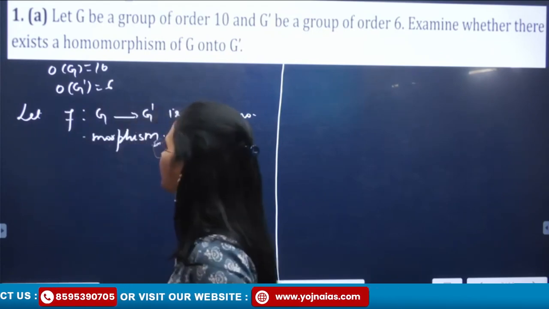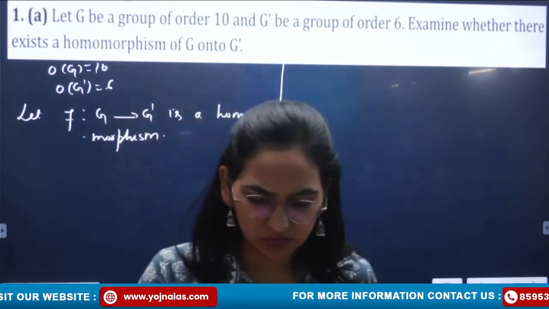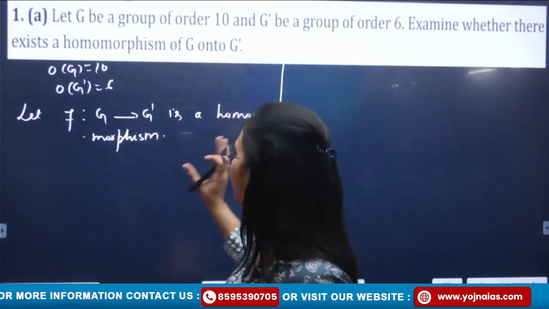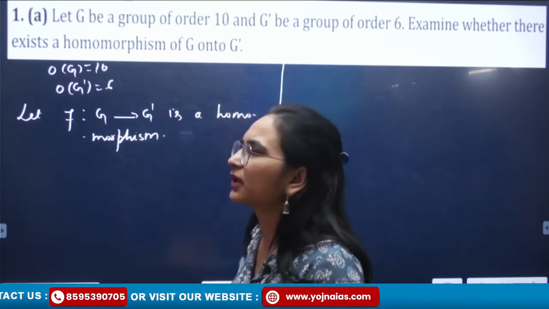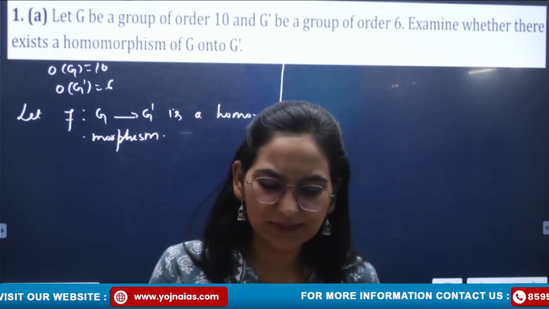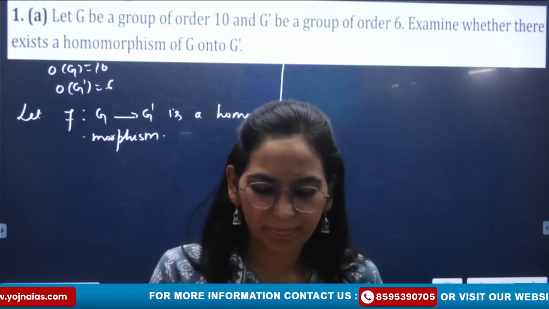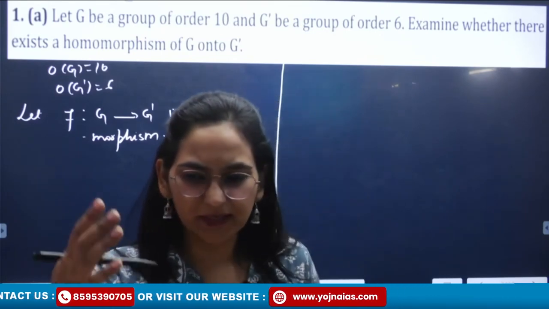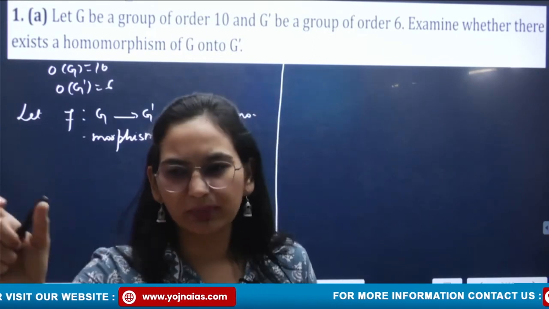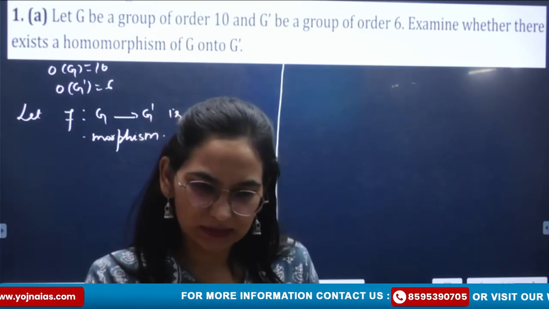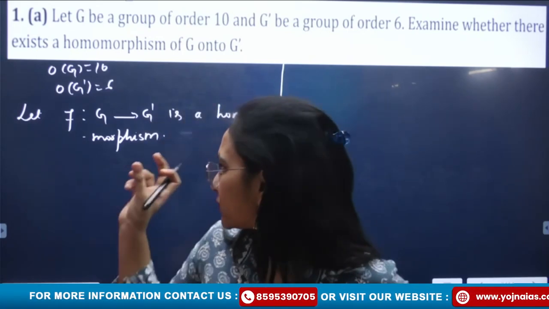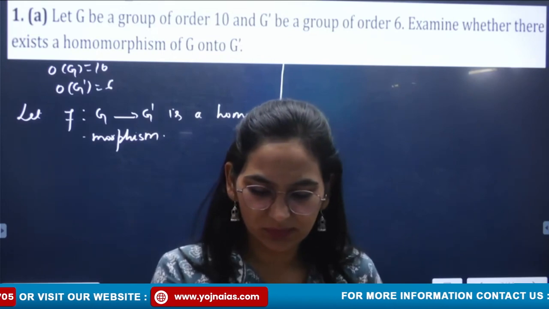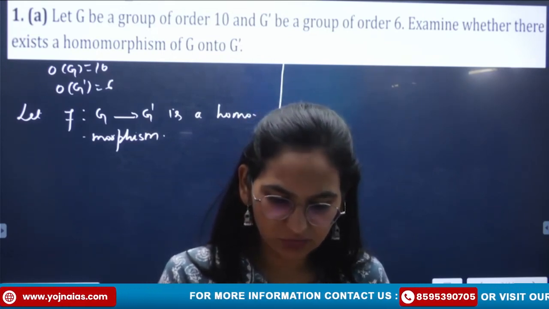And if it is a homomorphism, then what does the fundamental theorem of group homomorphism say? If the domain is G, then G over kernel of f is isomorphic to the image of f, f of G. Let me show you how to write this.